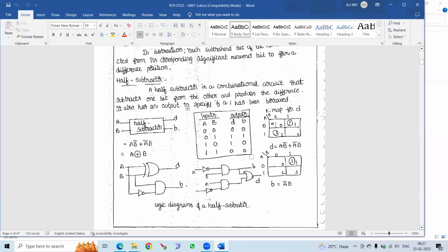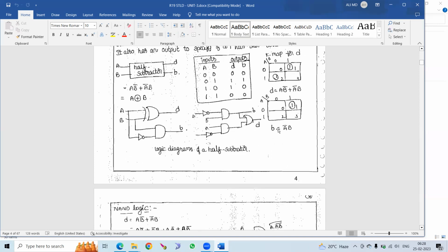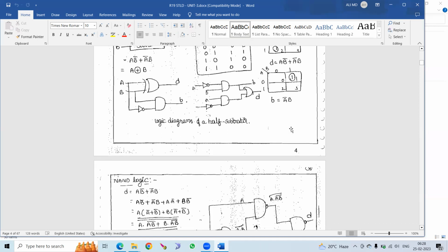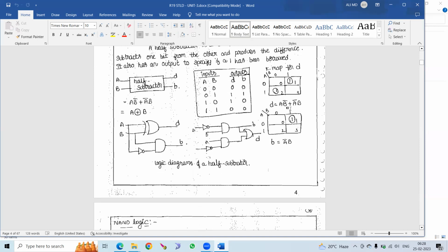By the truth table, we make a K-map. That means we get a Boolean expression by using this K-map, where D is equal to A B bar plus A bar B, and borrow is equal to A bar B. Here A bar B plus A B bar means D is equal to A XOR B. So the expression for D is A B bar plus A bar B.